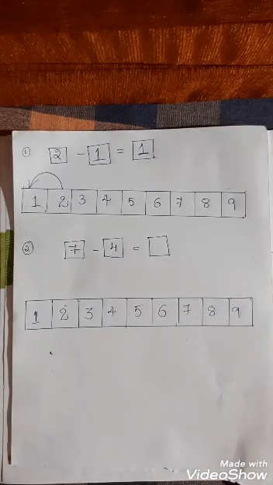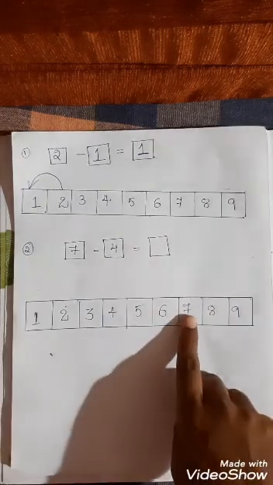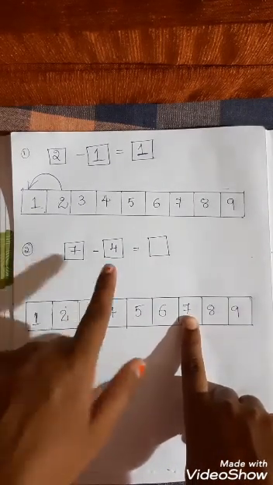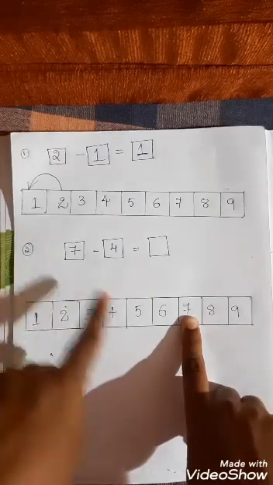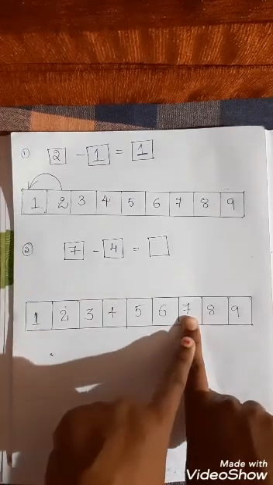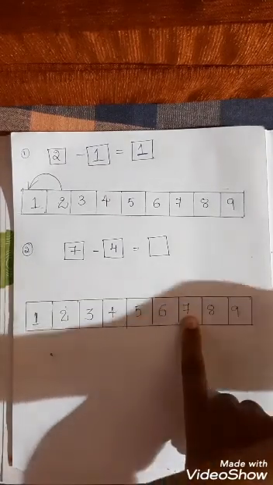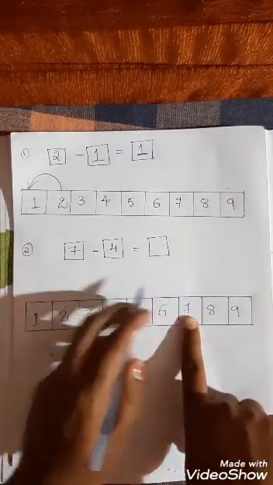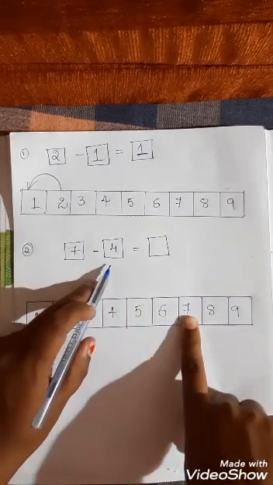What is the first step I need to take? Yes, I have to keep my finger on number 7, because here we are subtracting 4 from 7. So firstly you have to keep your finger on number 7. Then you have to move 4 steps backward, because here we are subtracting 4.